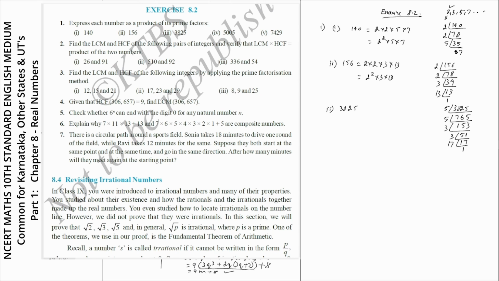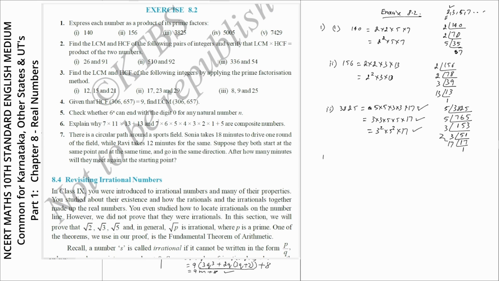So 3825 can be written as, I'll arrange in order. First I'll write it as it is. This is 5 into 5 into 3 into 3 into 17. So I'll rearrange: 3 into 3 into 5 into 5 into 17. So 3 to the power of 2 into 5 to the power of 2 into 17 is the answer. You can leave the answer here only. It's not at all wrong. All these 3 steps are correct answers.